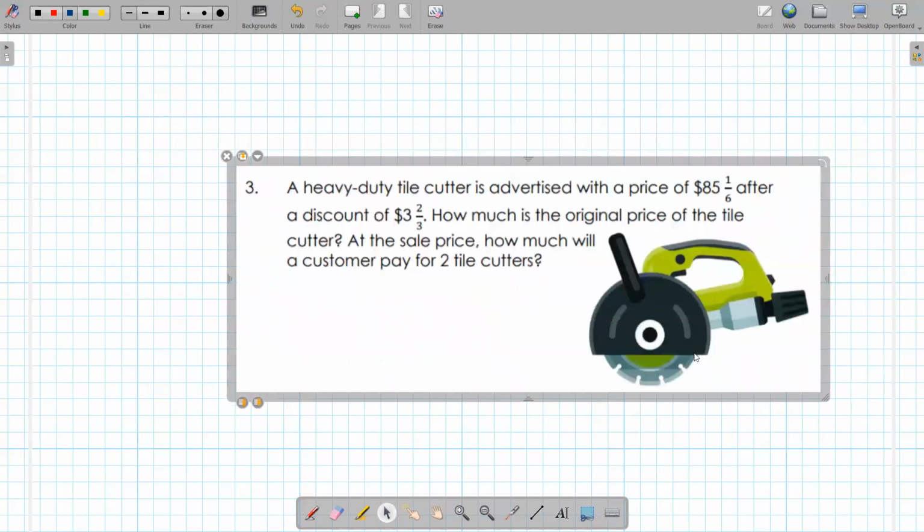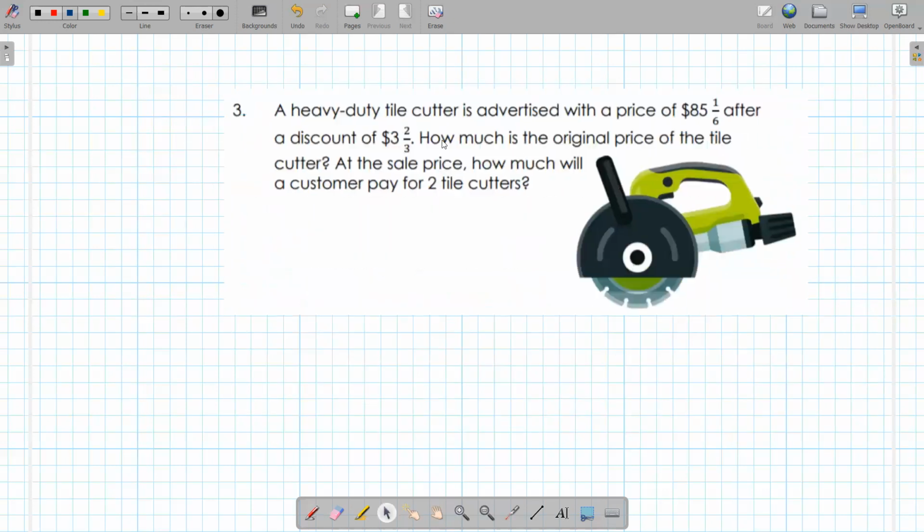A heavy duty tile cutter is advertised at this price after a discount of this. How much is the original price? So you just add those two, right? 85 plus 3 is 88. And then 1/6 plus 2/3. Again, the common denominator is 6, right? So 1 plus 4/6, that's 5/6.